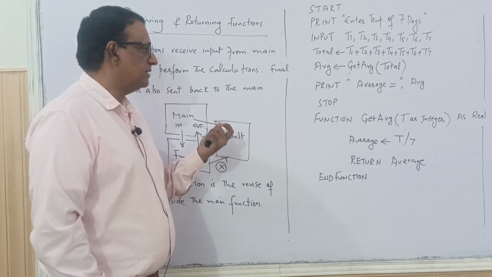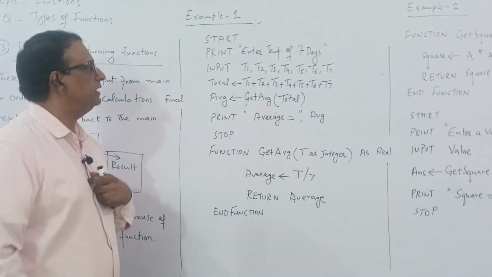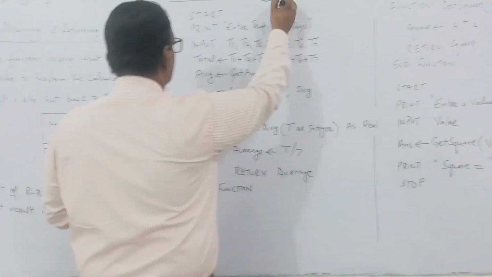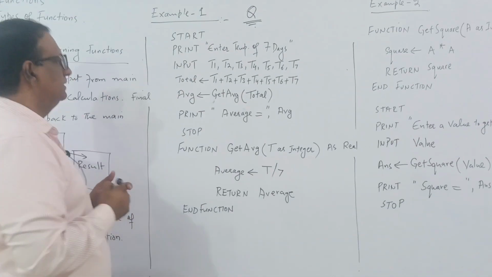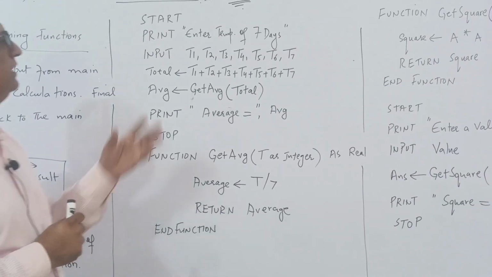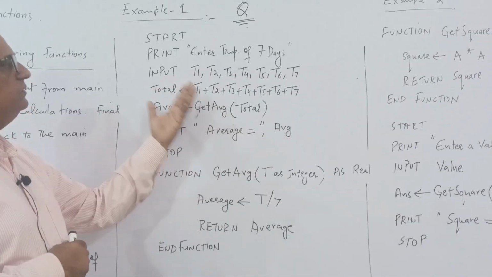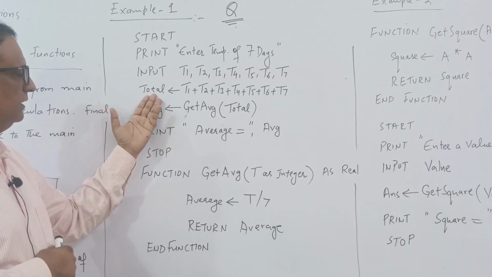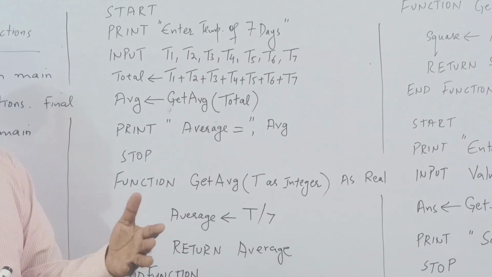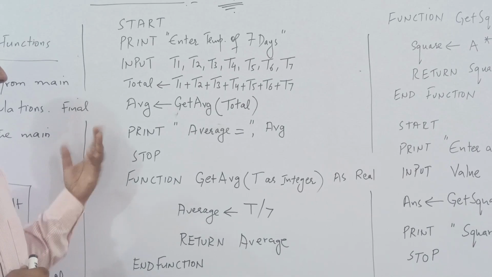We will explain it with the following examples. Let's start with a simple example and then we progress to more examples. The first example: what is the question? The question is, the main function receives 7 days of temperature and sums that temperature in the main, but uses a function to get the average of those temperatures and then receives back the average.